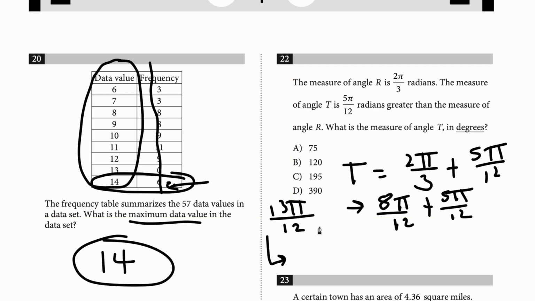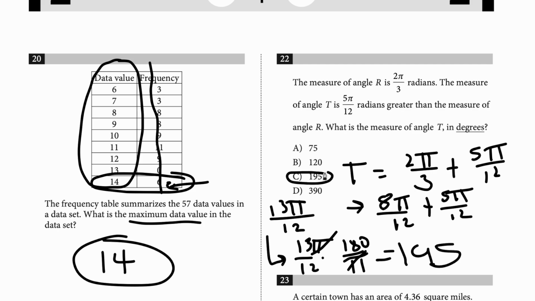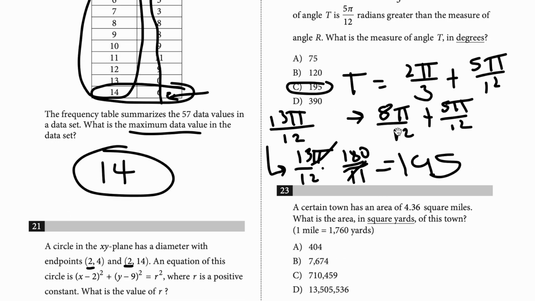So when we simplify this, the formula to convert from radians to degrees will be, don't forget the pi over here, times 180 over pi. So we cancel out the pi's, and we just have to simplify. 13 times 180 divided by 12, which should equal 195, which would be option C. Let's move on to question 23.